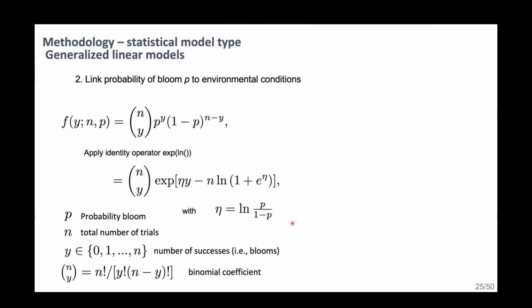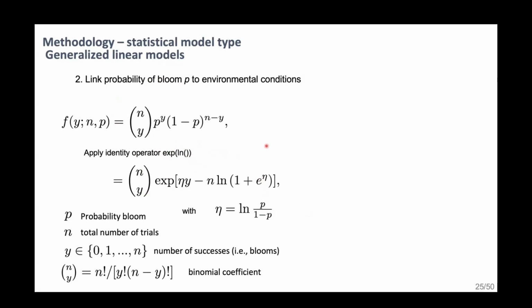Then secondly, what we want is to link the probability of bloom P to the environmental conditions, because that's what we want to do in the end. Based on forecasts of the environmental conditions, we want to make predictions of bloom occurrence. How can we do that? The first step is kind of a funny trick, but why not? We first apply the log and then apply the exponential function. It's like doing nothing because the exponential function is the inverse of the log. So when you apply this identity operator to this formula, you can write it as such.